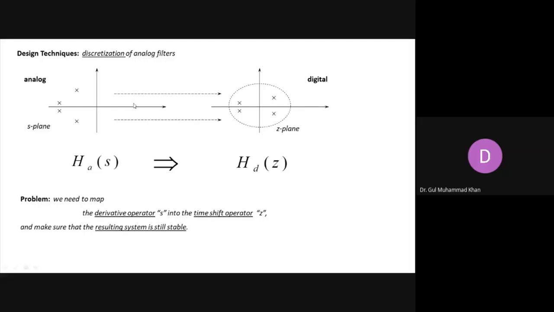So when you are transforming from the analog S plane to the Z plane, you have to make sure that the system stays stable. Generally, if you remember, the derivative in the time domain was represented by S, and the time shift in the case of the discrete system is represented by Z. So how these two are related, how the differentiation in the time domain is equivalent to differentiation in the n domain. So let's move on and see what the impact is.